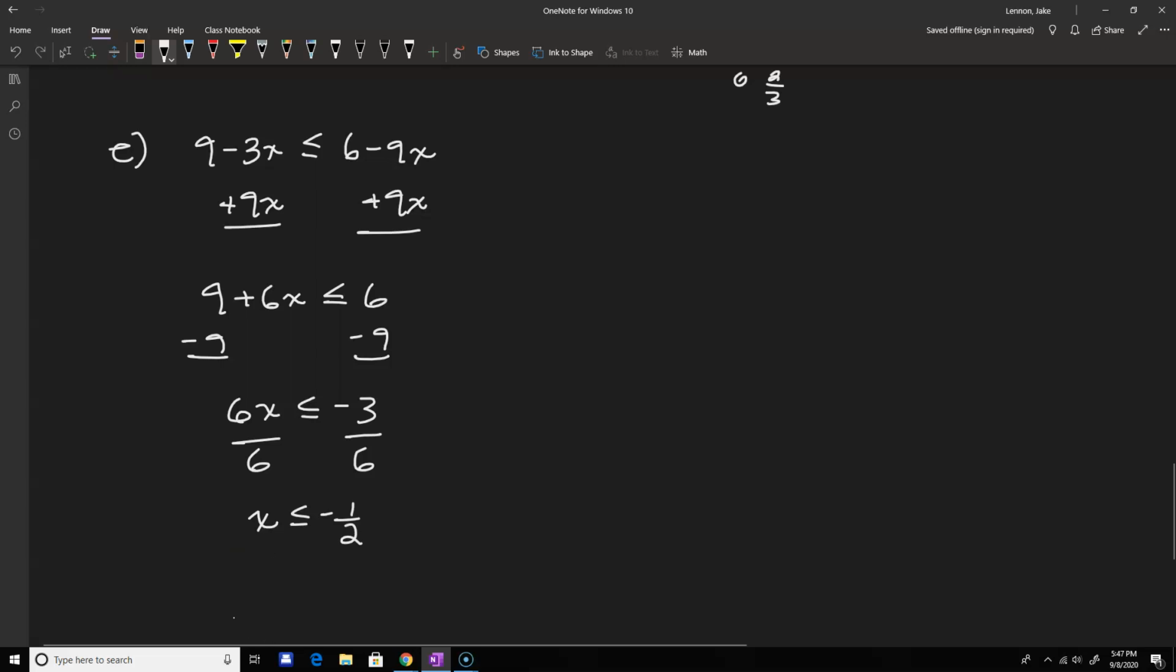And again, those are going to be the numbers smaller than or equal to negative 1/2. So if you have 0, negative 1/2 is to the left. And you're going to shade that dot and shade to the left.